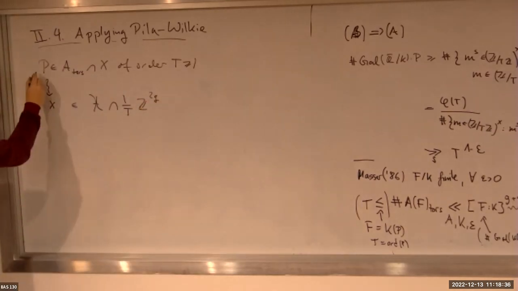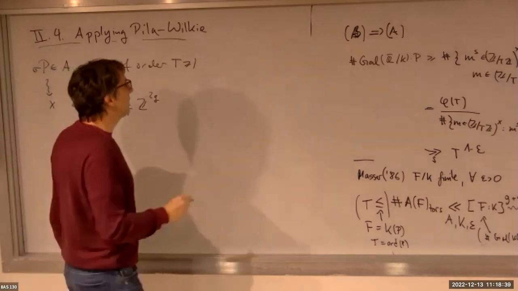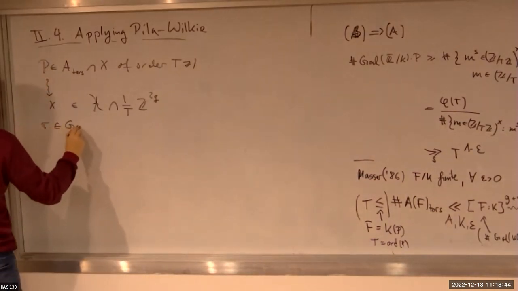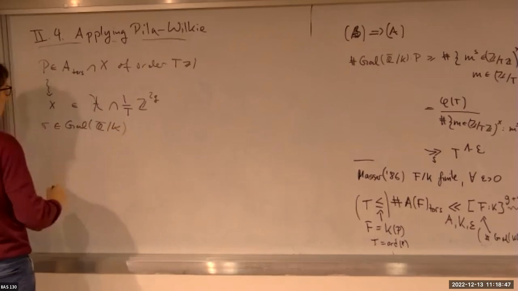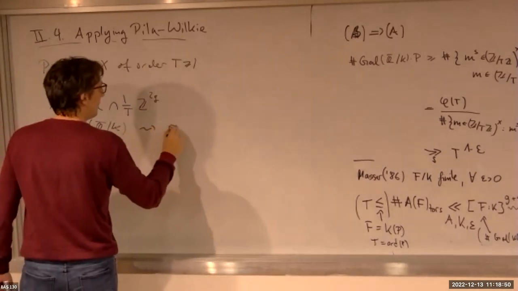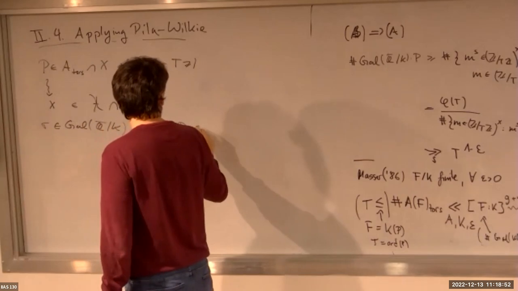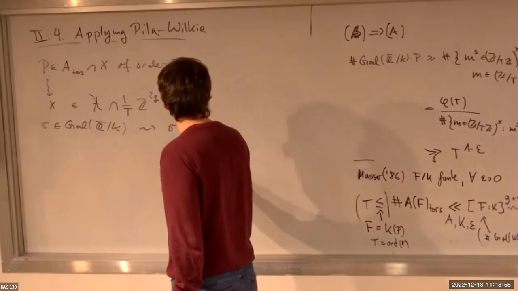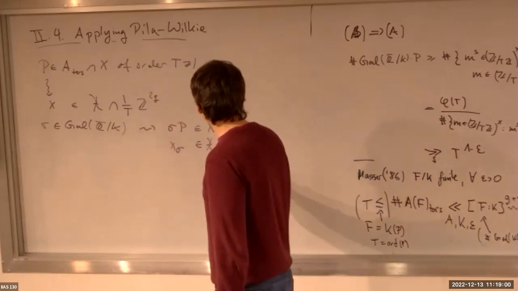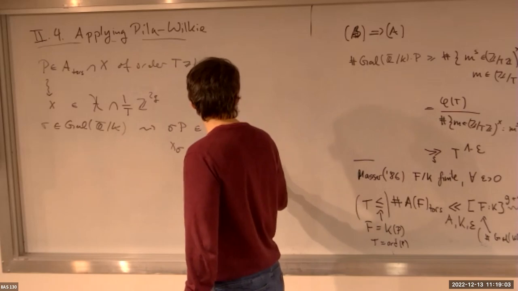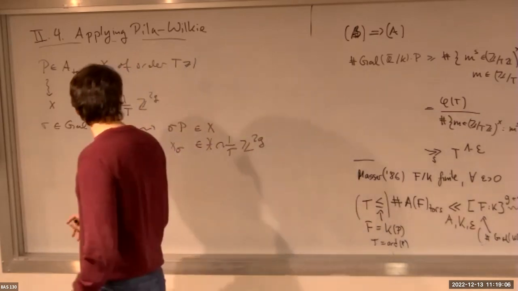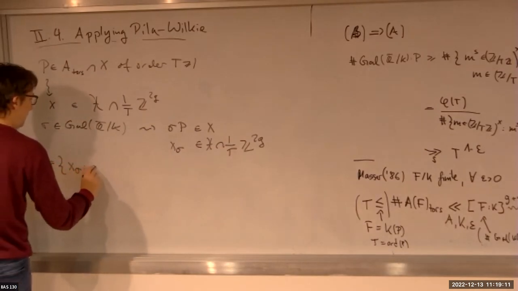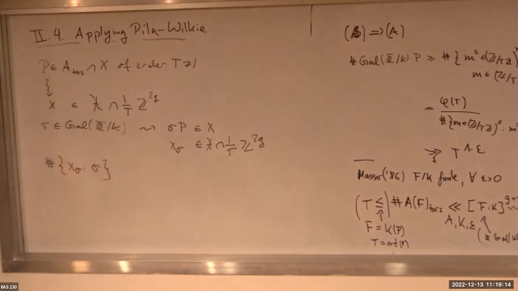And well, I can always just add a sigma here, properly with the quantifiers. If I have any element in the Galois group, I get some new point, and I get another rational point here. The Galois group is the order invariant. So the number of rational points I get as I vary sigma is exactly the size of the Galois orbit.